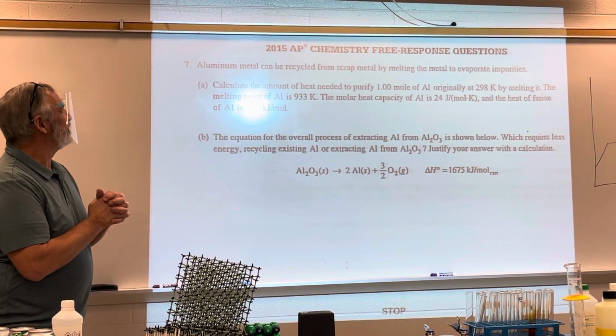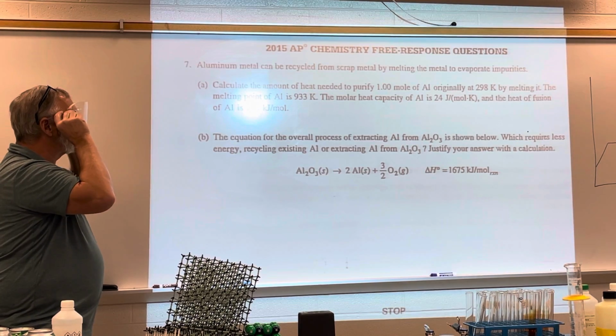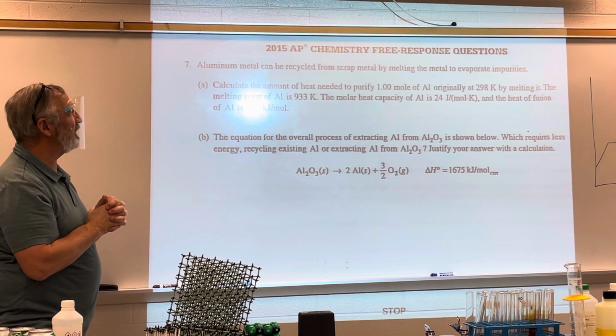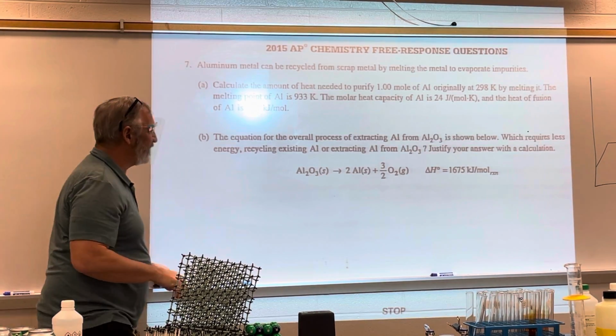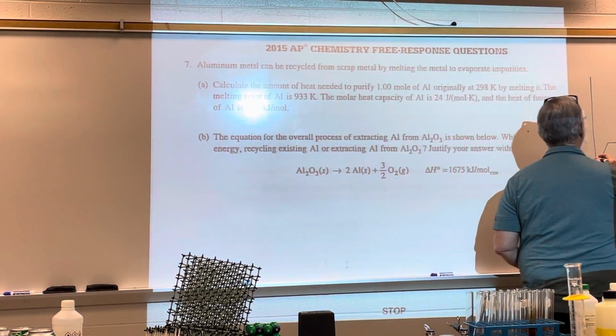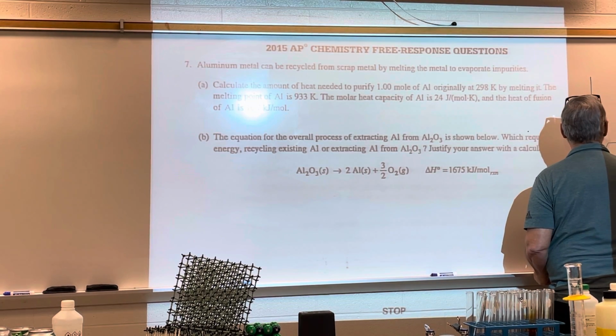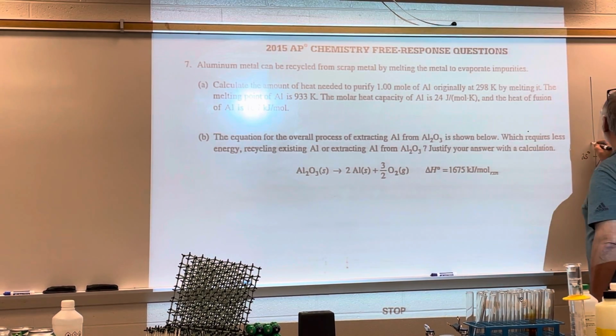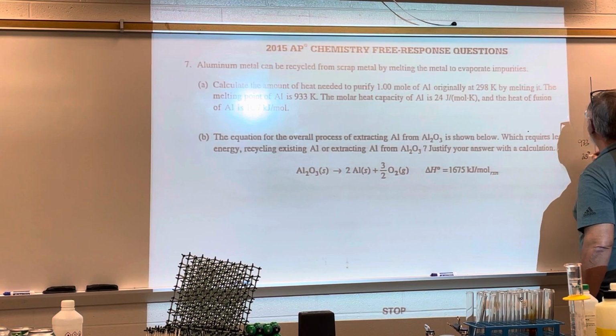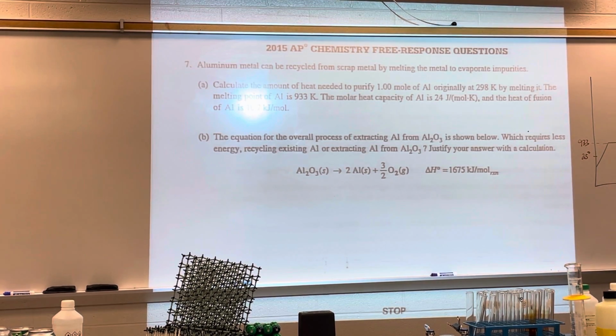All right, so aluminum metal can be recycled from scrap metal by melting the metal to evaporate impurities. They calculate the amount of heat needed to purify one mole, originally at 298, which is 25 degrees. So let's just say that it's here at 25 degrees. Now, this is not going to be drawn to scale, okay? The melting point of aluminum is 933. So this is 933 Kelvin. Right? So the first thing that we have to do is we have to warm up the aluminum. You got to heat it up to get it to its melting point.